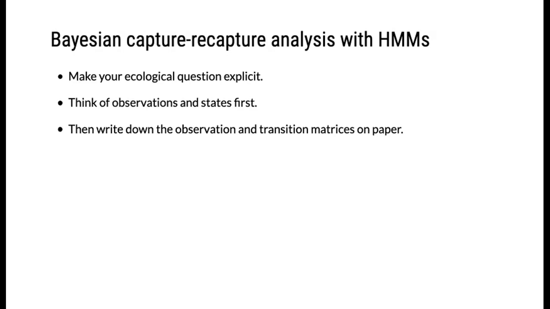You may act first as if you had no imperfect detection, like we did in the first lecture on HMM. This is really what you're after, the ecological process: survival, dispersal, recruitment, whatever. And then you may proceed with the observation matrix. That's one trick to do. First, you make your life easier by saying there is no issue with observation, so you focus on the ecological process. And then on top of that, you add the detection process, the observation process.